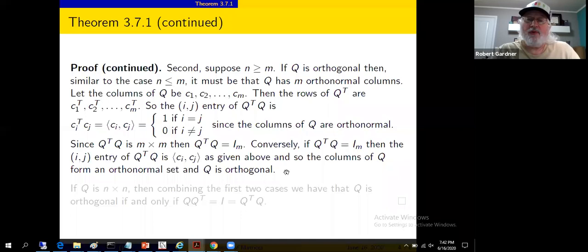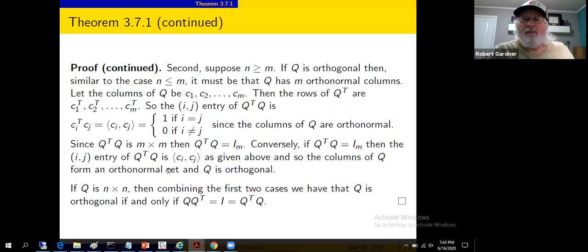All right, so that was two-thirds of the claim. The other one was if we had a square matrix. If Q is an n by n matrix, both the first and second case allowed n equal to m. So both of those cases cover the case when n equals m. And then we can combine both of those to say Q times Q transpose equals an identity matrix, and it also equals Q transpose times Q. And that was the claim before. So we get an if and only if in that as well.